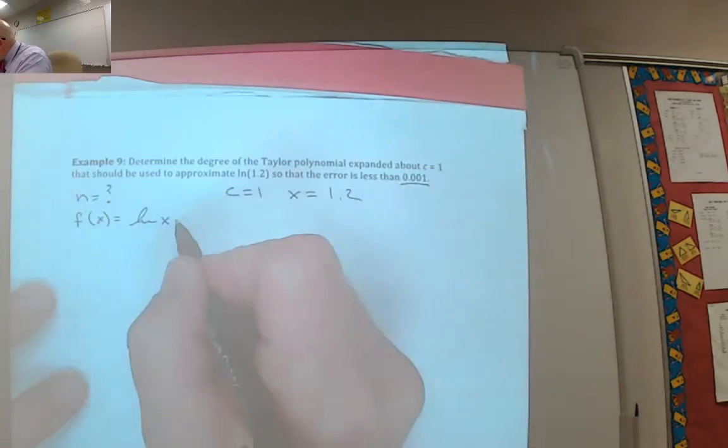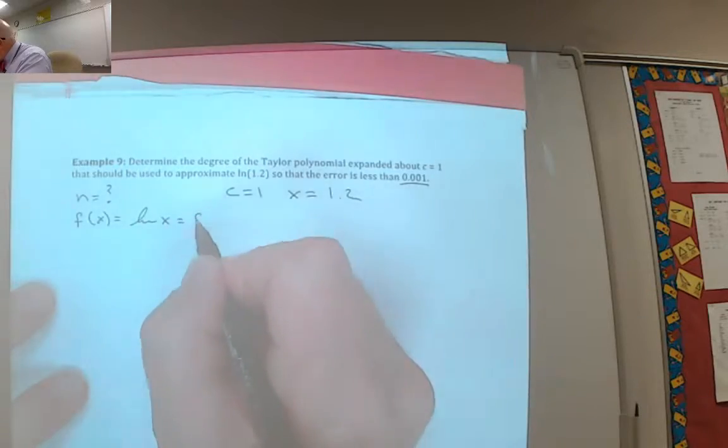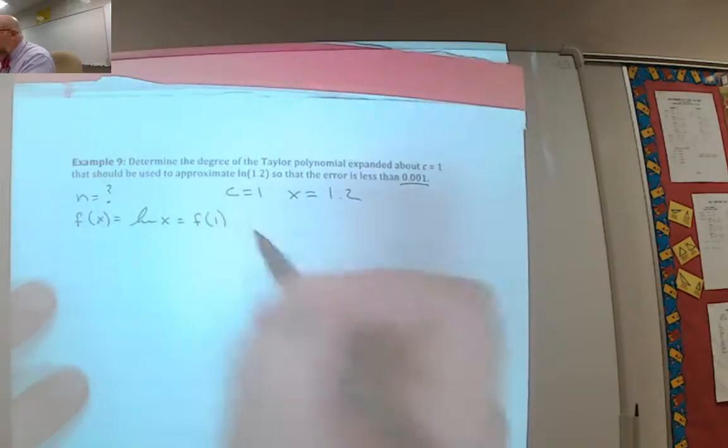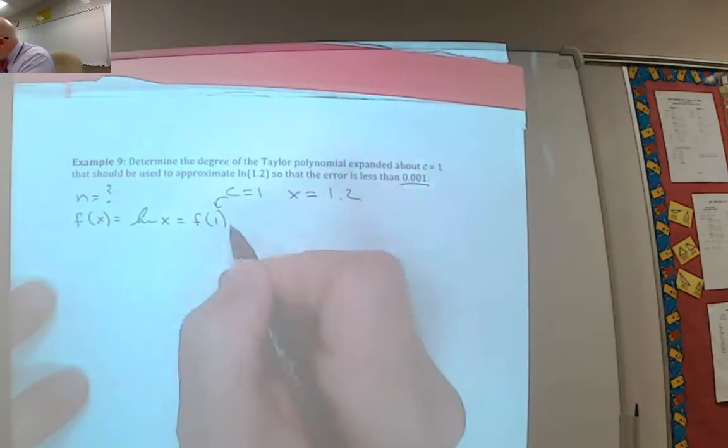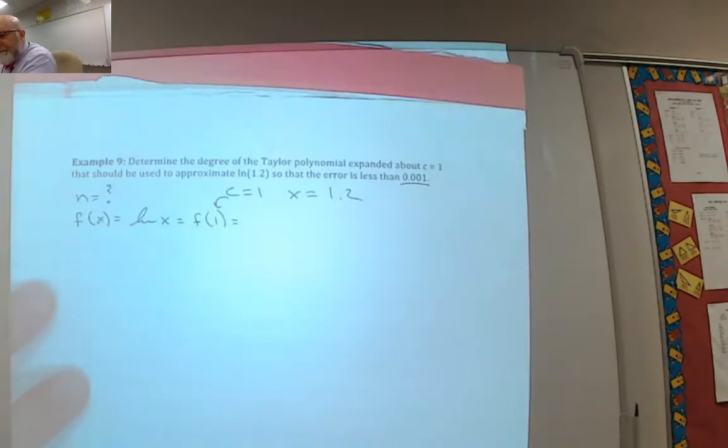So that means f of 1, right? Because I put c in there all the time, right? That's what goes in there. What's that going to be? What's the ln of 1? E to what power is 1?